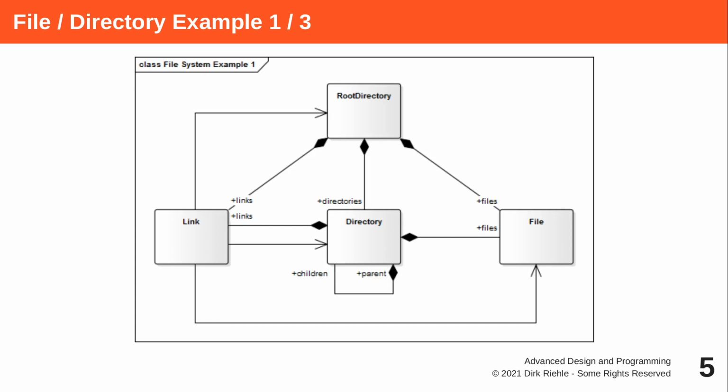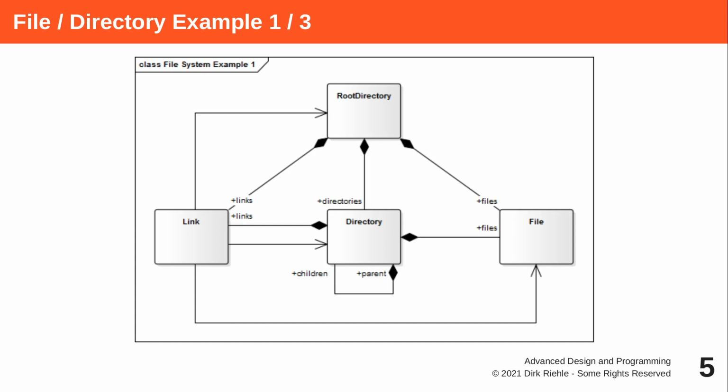You start with a root directory, and the root directory can have directories inside of it, can have files inside of it, and it might have links to other elements of the file system, like the root directory itself or other directories of the file. Directories can contain directories and, of course, files. So you can see that here in the UML diagram and in the associations between them.